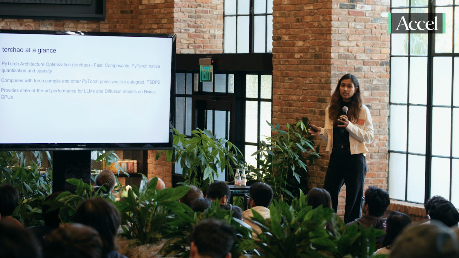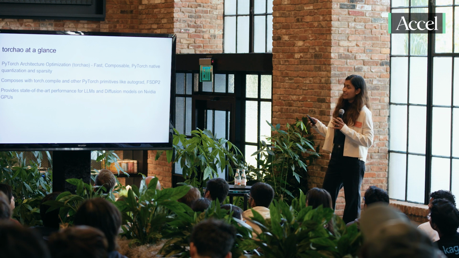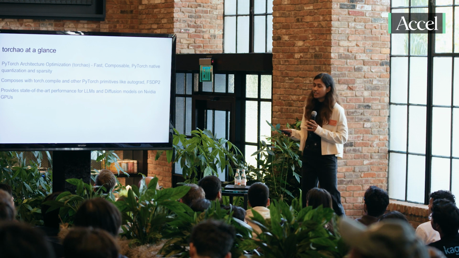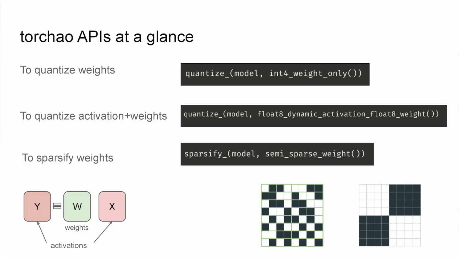It works great with other PyTorch primitives like torch.compile and other distributed primitives like FSDP2. Besides being easy to use and build on, it also provides state-of-the-art performance for both LLMs and diffusion models on NVIDIA GPUs. The main features that torchao provides are quantization and sparsity. Quantization enables you to run your model at a lower precision by quantizing your weights, activations, or gradients to different dtypes like int8, int4, FP8, NF4, etc. While sparsity works by removing parameters from your weights so that you can run your model faster during inference.